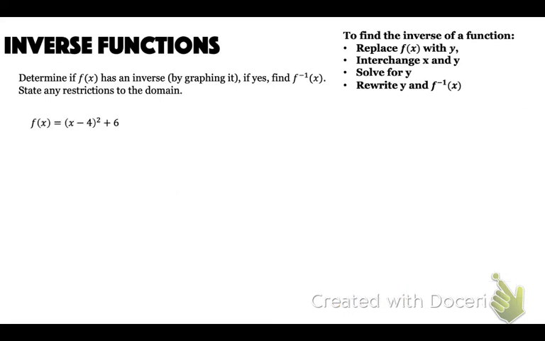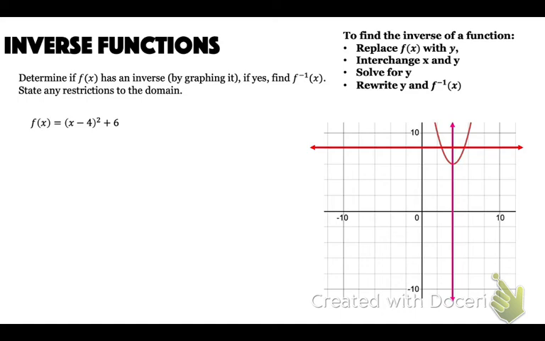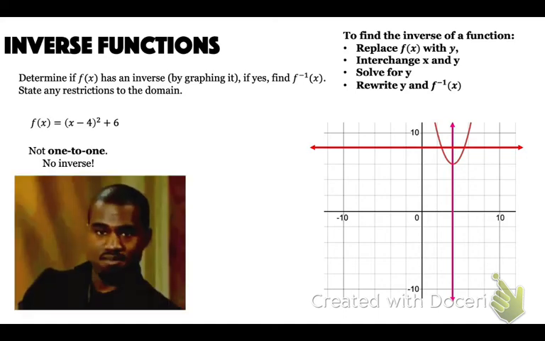Okay? This one, x minus 4 squared plus 6. Now, anytime you see this squared, you should automatically know there is no inverse unless there's a restriction on the domain, which we'll do in just a second. But if I graph this, I get that. It passes the vertical line test, but not the horizontal. It is hitting at those 2 points. And so that means it is not one-to-one. There's no inverse. That is an easy problem. Okay? Nope, says Kanye.